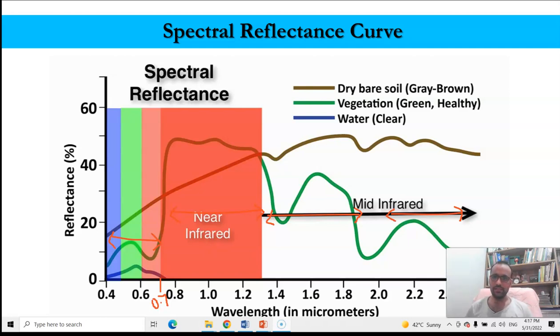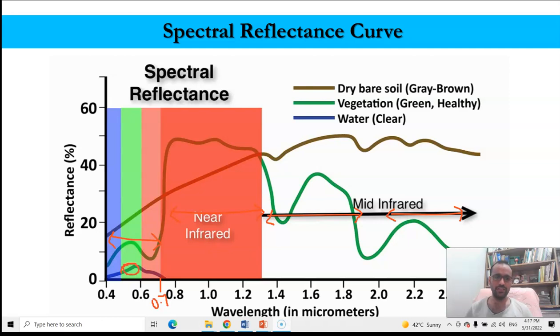And these are the lines representing different objects. We took 3 objects: water, vegetation, and dry bare soil. Water is clear, we assume water is very clear. So this is the blue band, where water has maximum reflectance, and in the other bands it definitely has a little lower reflectance.